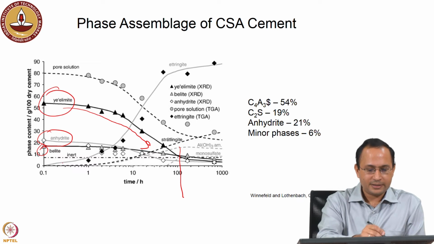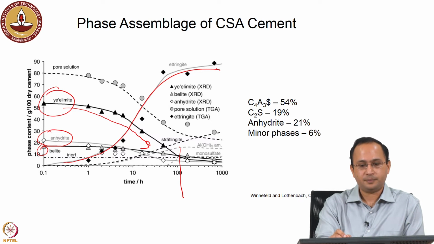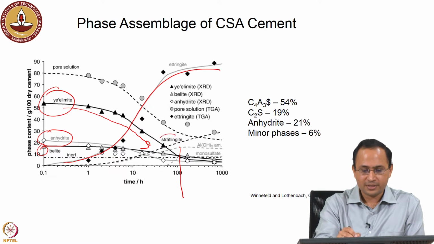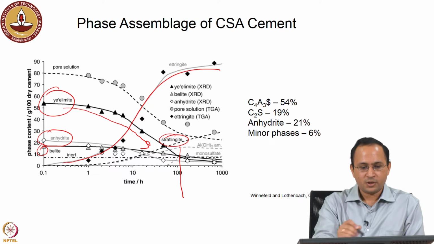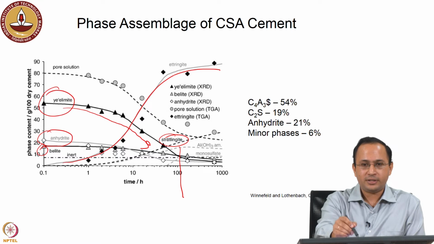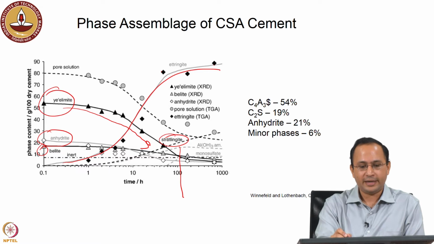And as the yeelimite decreases in amount, we see an increase in the amount of ettringite. Again, that will depend on the amount of anhydrite or gypsum, and depending on the C2S content, we can also see the presence of ettringite, as we have seen earlier in one of the slides. C2S can react with aluminum hydroxide and form ettringite. Here, the discrete data points are the measurements, and the solid and dashed lines are simulated plots using thermodynamic modeling.